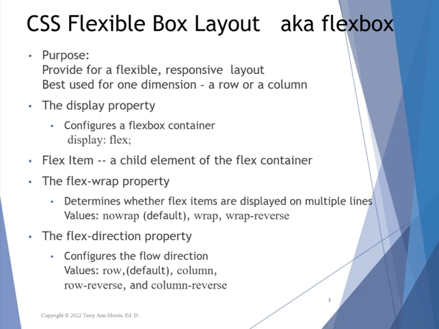The flex wrap property determines whether flex items are displayed on multiple lines. We have such values as no wrap, which is default. We also have wrap and wrap reverse. The flex direction property configures the flex flow direction. We also have values such as row, which is default. We have column, row reverse, as well as column reverse.